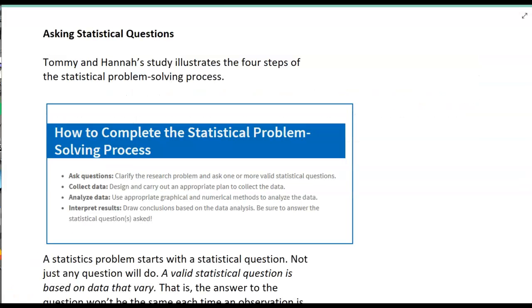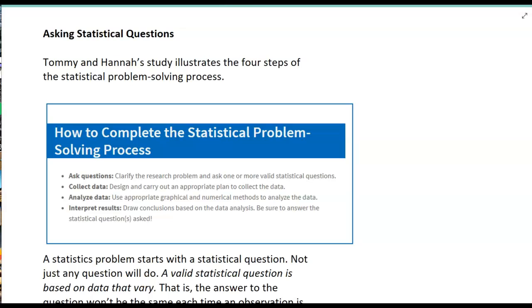Tommy and Hannah's study went through the 4 steps of the statistical problem-solving process. First, ask the question. Okay, you've got to make sure that your question is focused and it is statistically appropriate. Then they collected the data, they flipped a coin and decided which way to go order their food, and they did it over several weeks. Then they analyzed the data, they measured how long it took each day, and they found out what the average was going through the drive-thru and what the average time was ordering in, and then they interpreted it, and based on their averages they figured out that it was quicker to order in than go through the drive-thru.